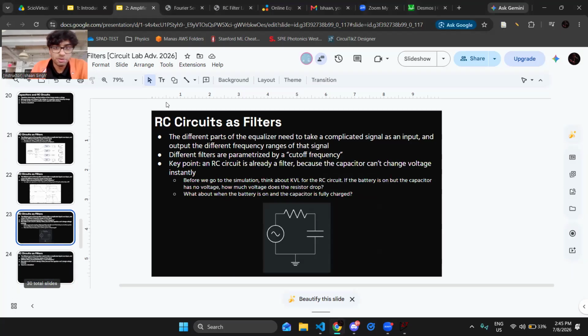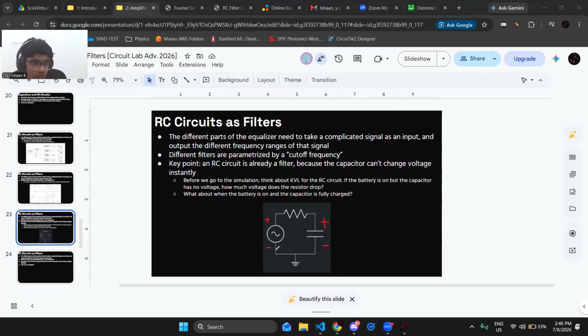Okay. So before we go to the simulation of the filter, which I think will be quite informative, think about KVL for this circuit. Say the capacitor has a ton of voltage dropped across it, and the battery is supplying a big amount of voltage. How much voltage does the resistor drop?